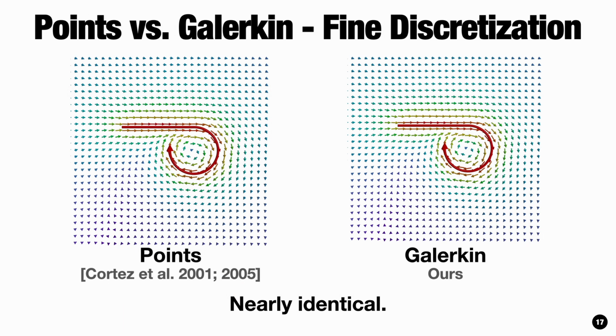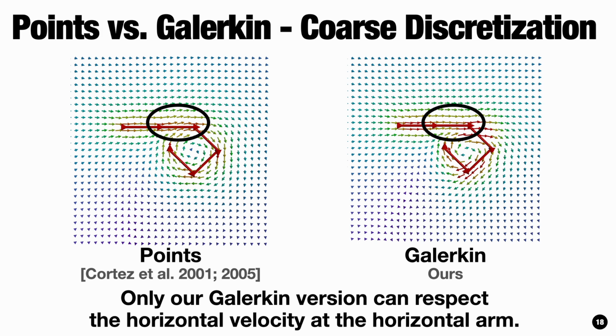When we compare the two approaches, when the curves have many vertices, the results are nearly identical as we expect. When the curves have a very coarse discretization with much fewer vertices, as in this scene, only our Galerkin version can respect the horizontal velocity at the horizontal arm. This is one example where our method is more useful.